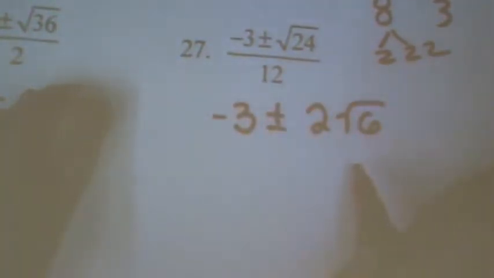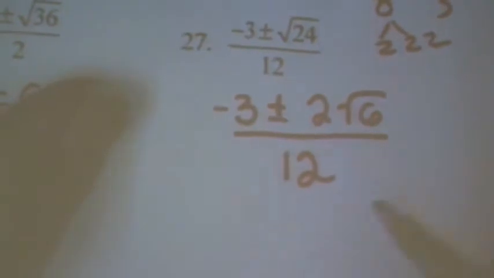Okay, next one. What's the square root of 24? It's 4 square root 6? No, it's 2 root 6. 2, 2, 2. Oh, yeah. Over 12. Now, how will you simplify this one?